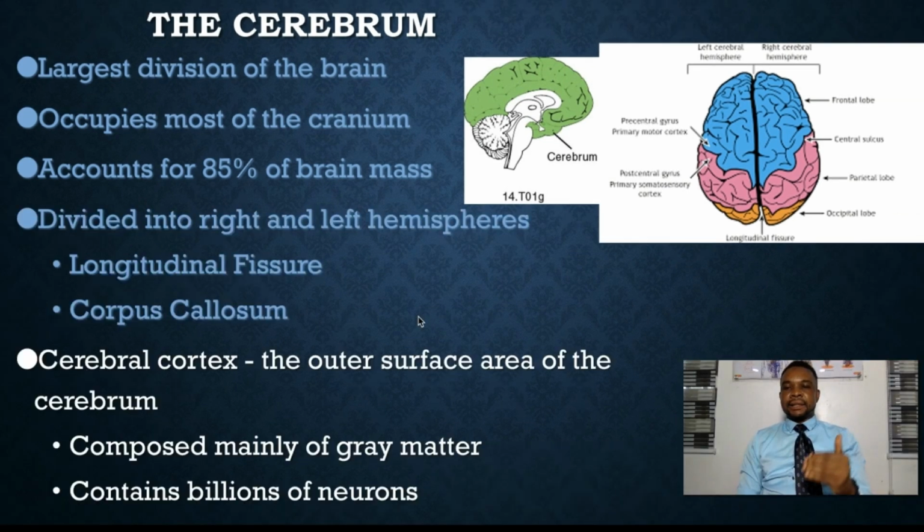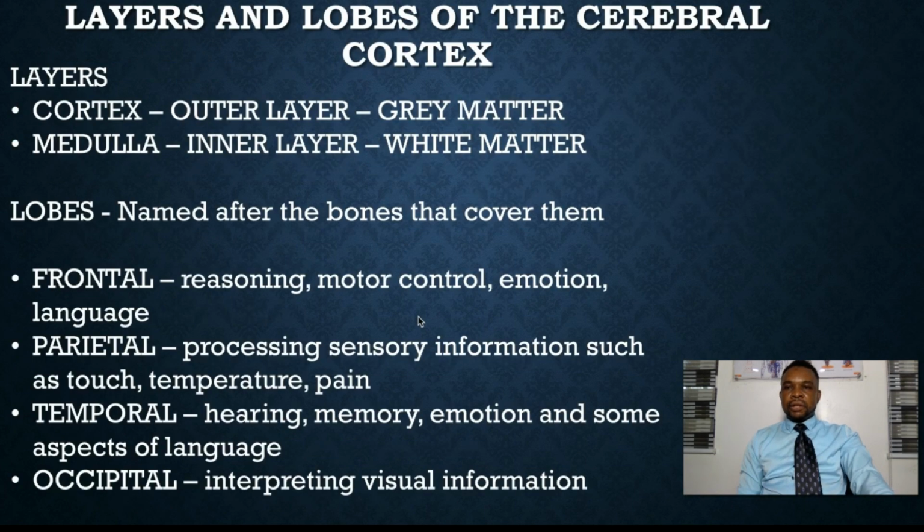Now, the cerebrum has two components or two layers. We have the cerebral cortex and the cerebral medulla. The cerebral cortex is the outermost layer of the brain. The part that you see on the surface, that is outside, is called the cerebral cortex. This cerebral cortex is made up of gray matter. Then the inner portion of the cerebrum is called the medulla. That is the inner layer. And this medulla is made up of white matter.